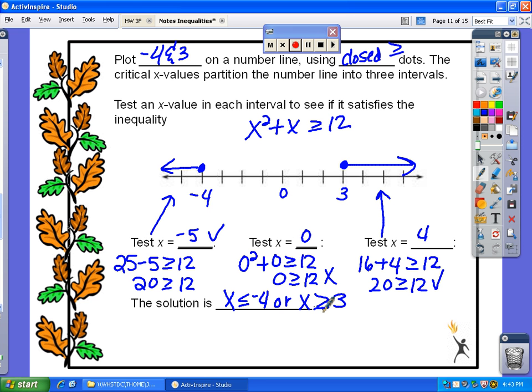So it kind of acts like an absolute value graph. So remember when we did absolute value, greater was an OR question. But here's a way to double check it. All right, let's do one more example.